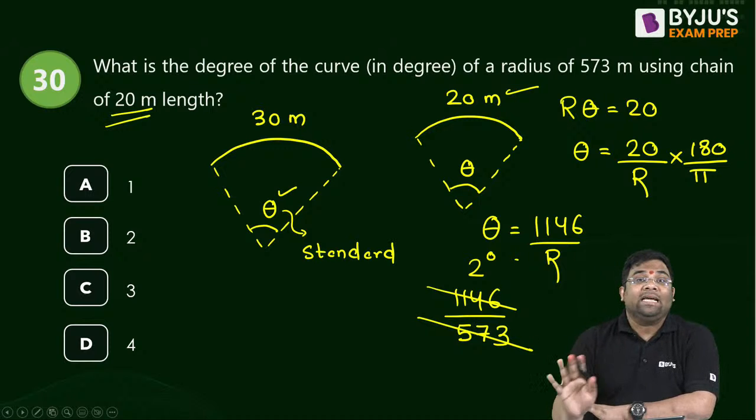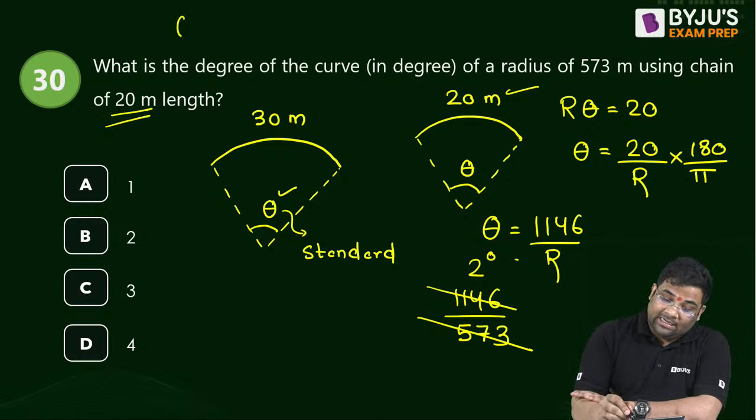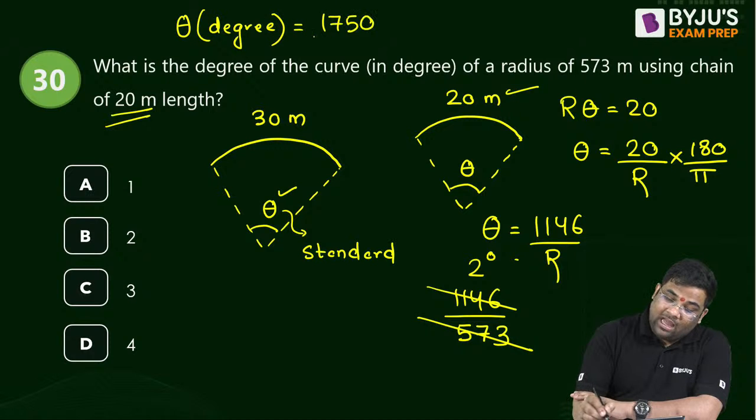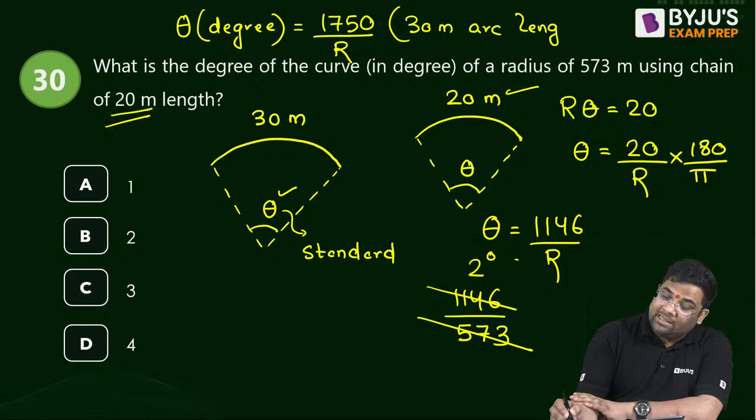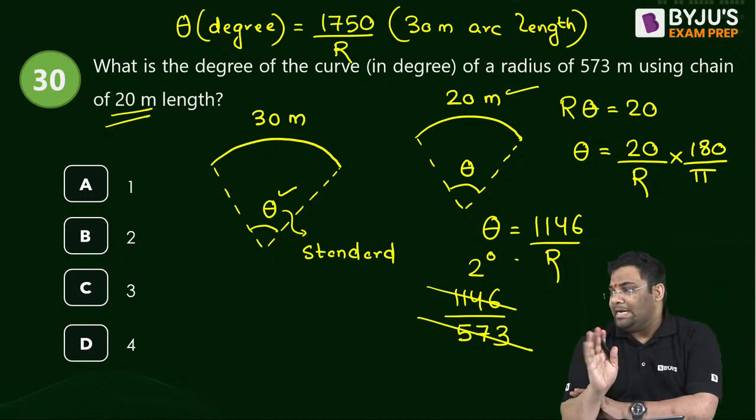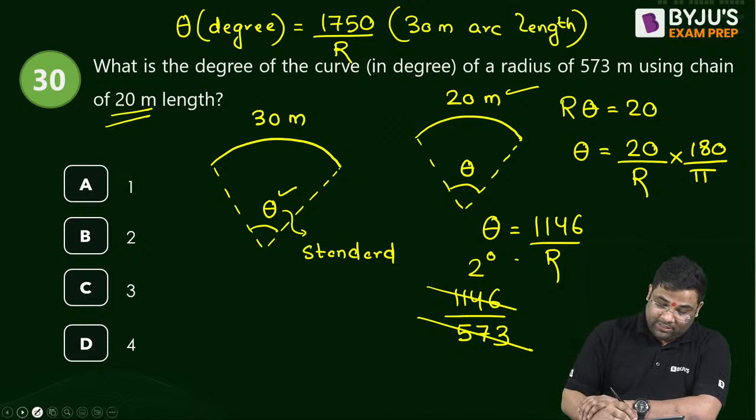If nothing is written, then the degree is how much? The default is 1750 by R only, when we are taking a 30 meter arc length. But if they ask you for any other arc length, then we can find it like this. Standard, right? Very good. Next question.